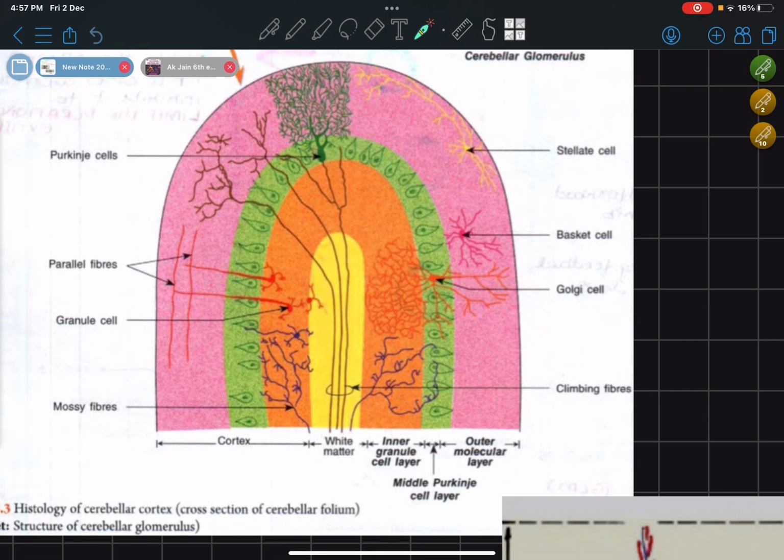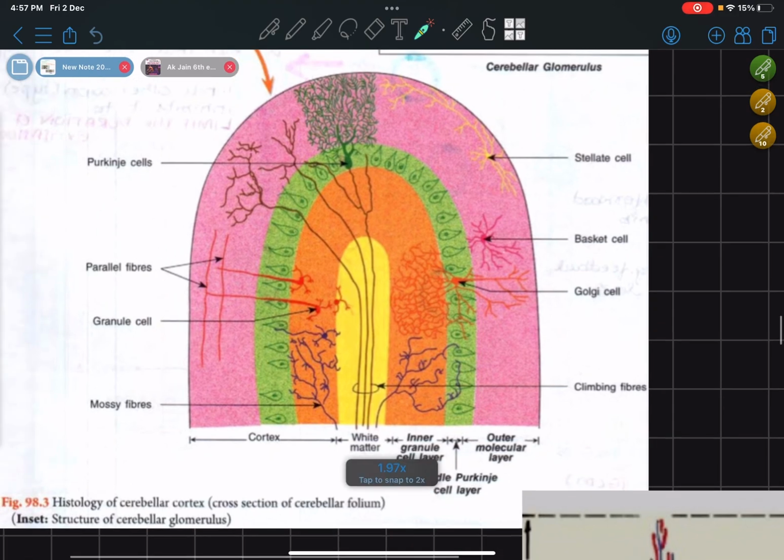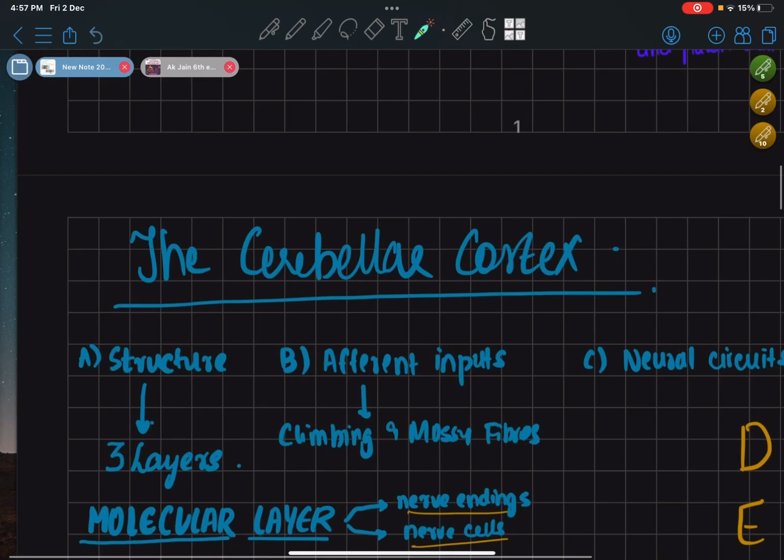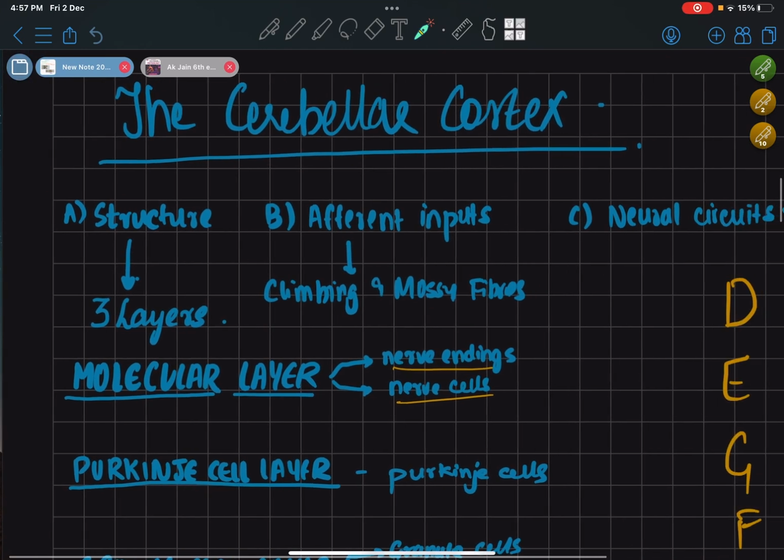This is one Purkinje cell. These are all the Purkinje cells in the Purkinje cell layer. You can see how profusely the dendrites are formed. Stellate cells and basket cells are in the molecular layer. The Golgi cell, more specifically here they have shown it in the Purkinje cell layer, but it's there in the granule cell layer, and we'll go into the details of all of this. So that was about the structure, the three layers.